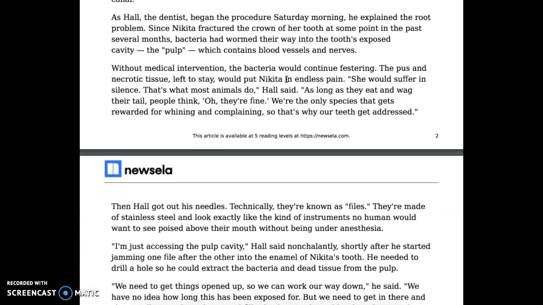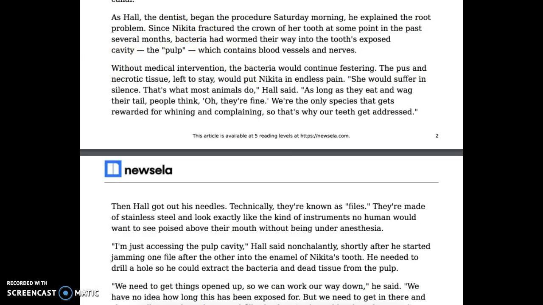As Hall the dentist began the procedure Saturday morning, he explained the root problem. Since Nikita fractured the crown of her tooth at some point in the past several months, bacteria have wormed their way into the tooth's exposed cavity, the pulp, which contains blood vessels and nerves. Without medical intervention, the bacteria would continue festering. The pus and necrotic tissue left to stay would put Nikita in endless pain. She would suffer in silence.